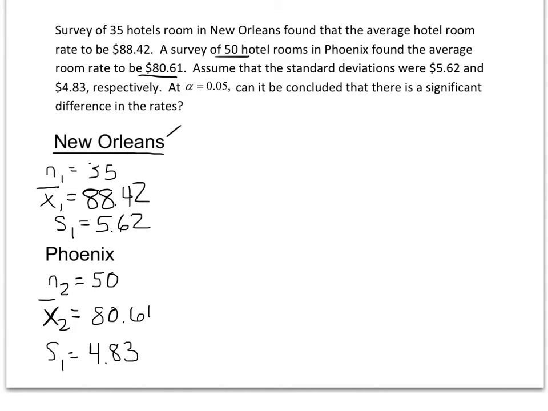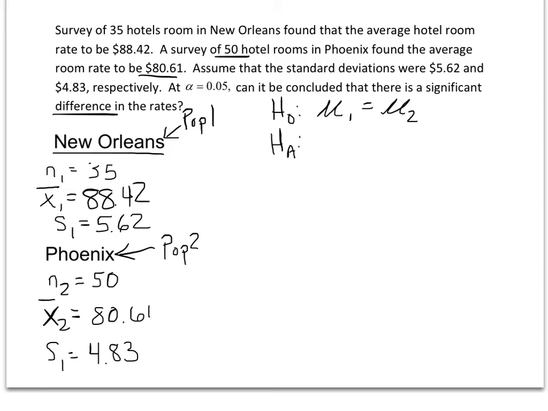So we're making New Orleans our population 1, and we're making Phoenix our population 2. It's very important that you take note of this, because when I go over here and do my hypotheses, it's not going to affect my null a whole lot, because we're talking about mu1 being equal to mu2, but it may very well affect my alternate. In this case, because we're just looking for is there a significant difference, we're looking at mu1 not equal to mu2. So this is the two-sided test.